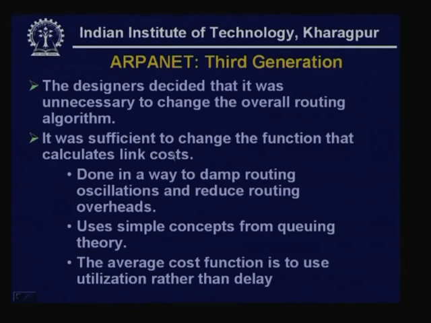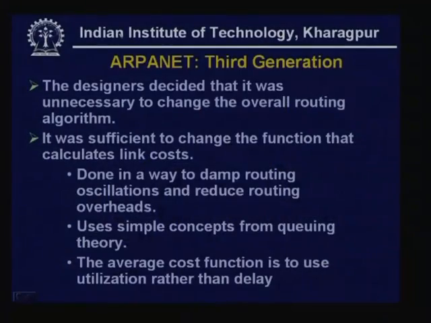So, link cost calculation was done in a slightly different way, in a way to damp the routing oscillations. As I said, the congestion producing oscillations are stopped here: damp oscillations and reduce routing overheads, using a simple concept from queuing theory. So, queuing theory was used to find out the link costs. The average cost function uses utilization rather than the delay. Earlier the delay was used as the main parameter; here, however, utilization was considered as the main parameter.